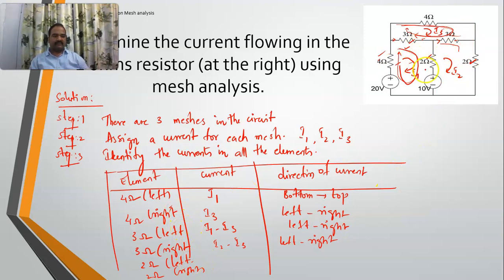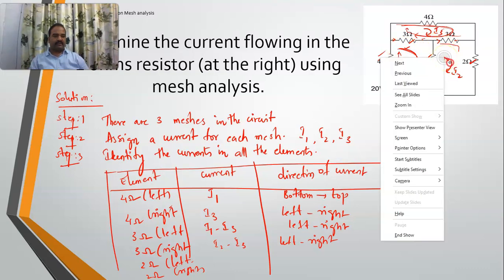2 ohms resistor on the left. See what is the current which is flowing here? In this, I1 is flowing. Here, what is the current which is flowing in this one?